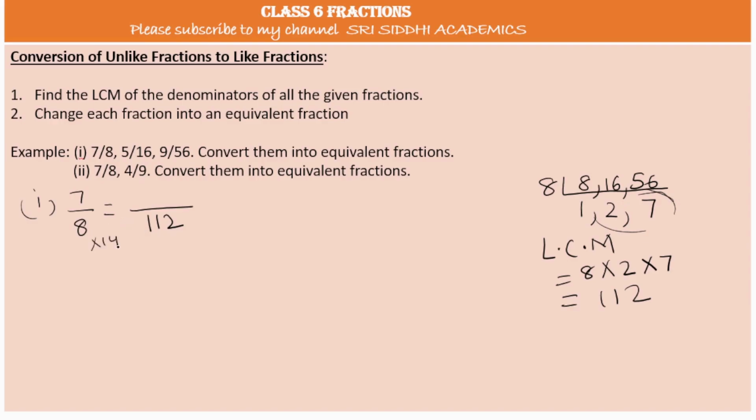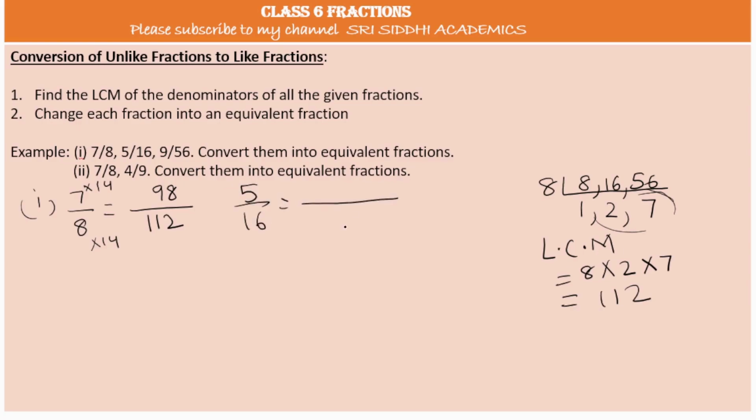From here I can see, if I multiply 14 with 8, I will get 112. So 8 into 14 is 112, means here also in the numerator I need to multiply 14. So 7 4s are 28, it will be 98. So 7 into 14 is 98. So one fraction we have got. Now another fraction is 5 by 16.